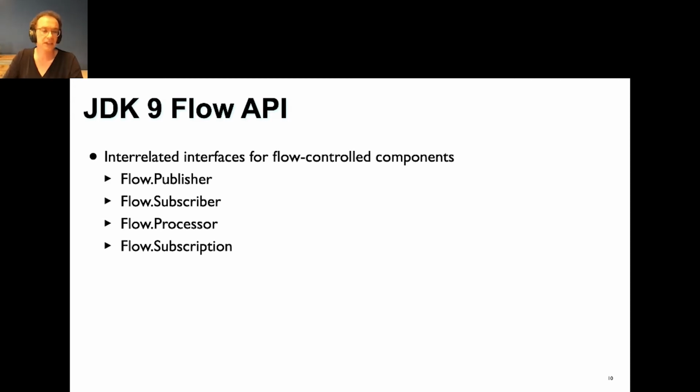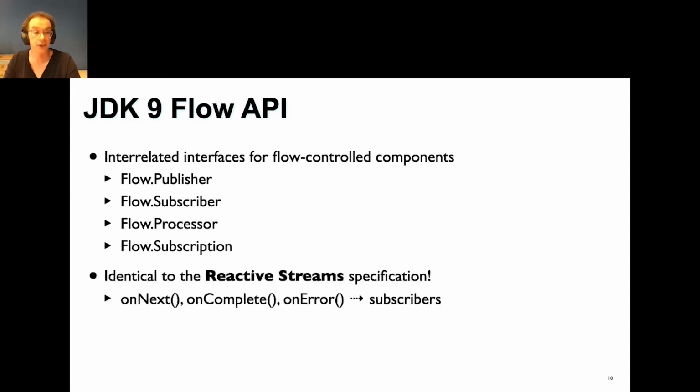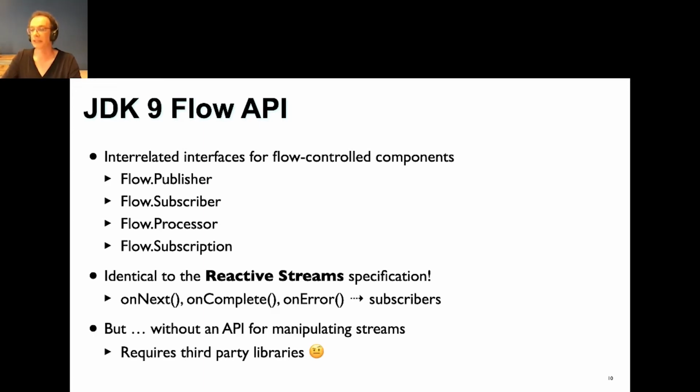But the thing is, it doesn't have an API to map or flat map or filter or basically do anything with these things. So although the Flow API is identical to the Reactive Streams specification that I just talked about, with onNext, onComplete, and onError, it doesn't have an API for manipulating the streams. To do that, you need third-party libraries, which is a bit of a bummer, of course.